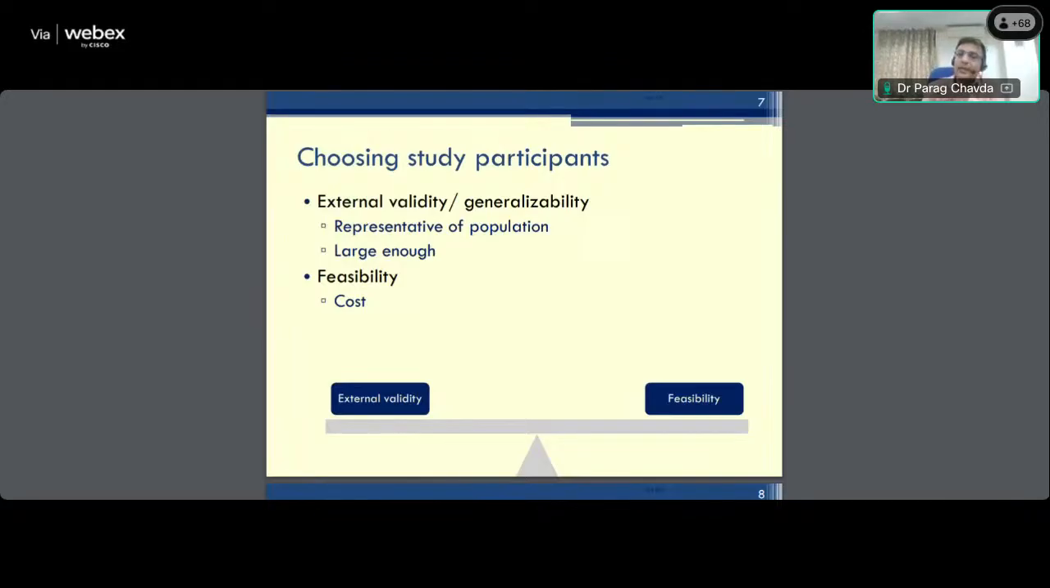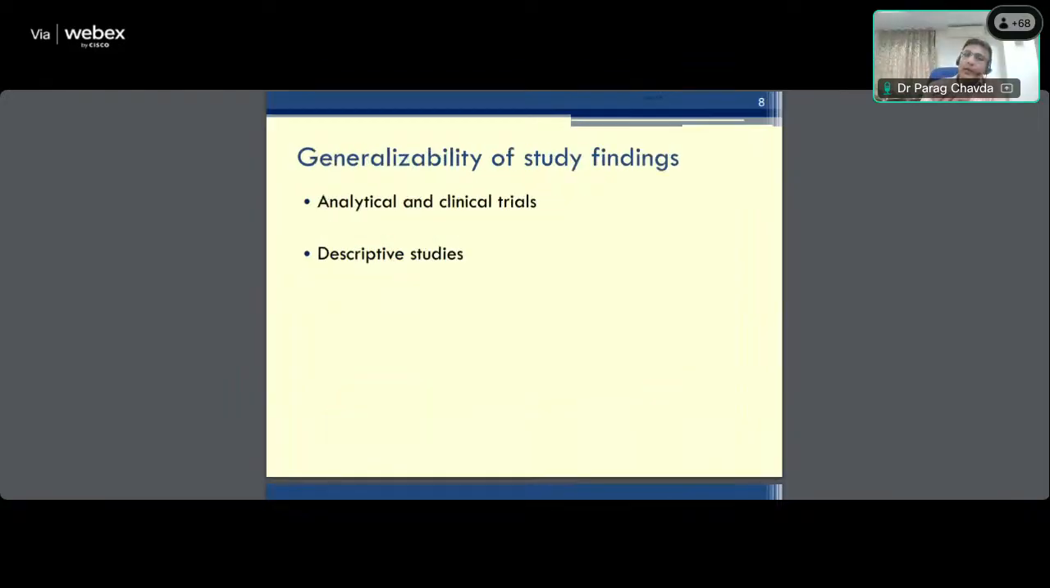तो हम sampling methods और sample size की बात करेंगे next sessions में. Now before we do that, a little bit caveat about the generalizability of study findings from different types of study designs. Right, we have gone through study designs yesterday.